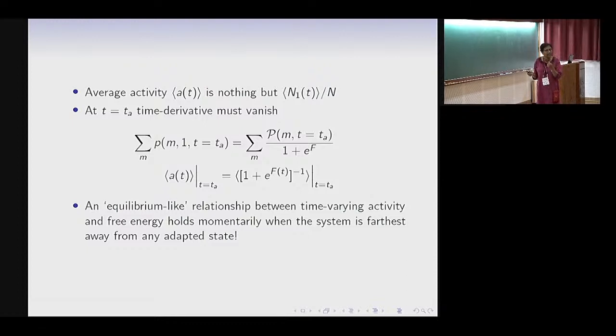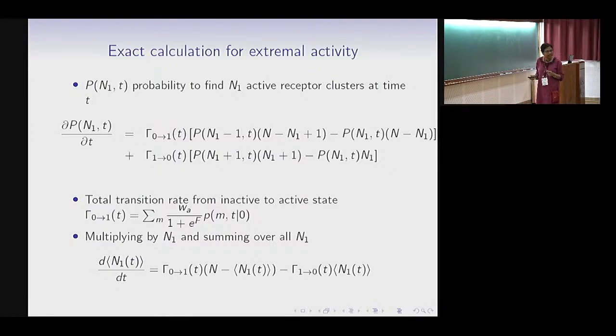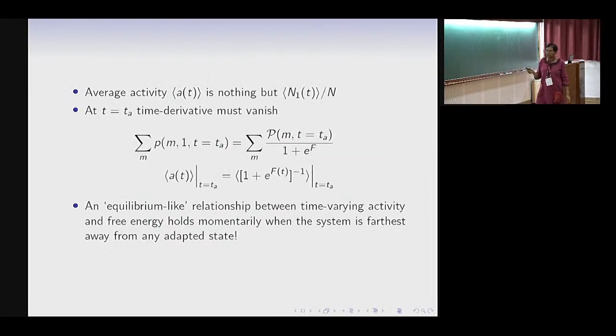And at time t equal to Ta, that quantity is hitting its extremal value. So this time derivative has to vanish at time t equal to Ta. So using that and just 2 steps of simple algebra gets me to this result, that the average activity calculated at t equal to Ta is equal to this free energy expression calculated at the same time. So an equilibrium-like relationship between time varying activity and free energy holds momentarily when the system is farthest away from any adapted state.